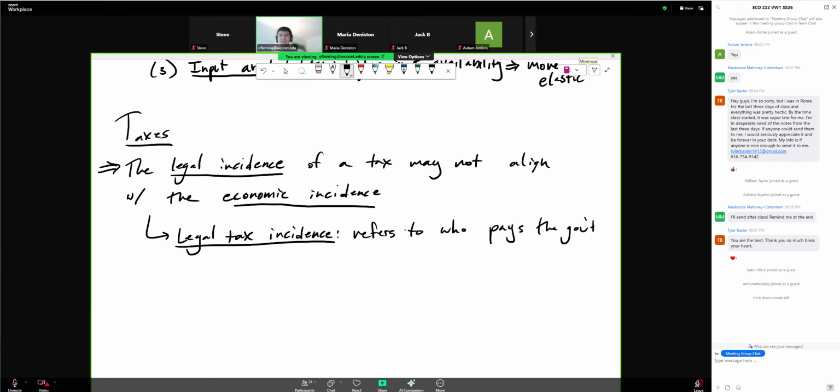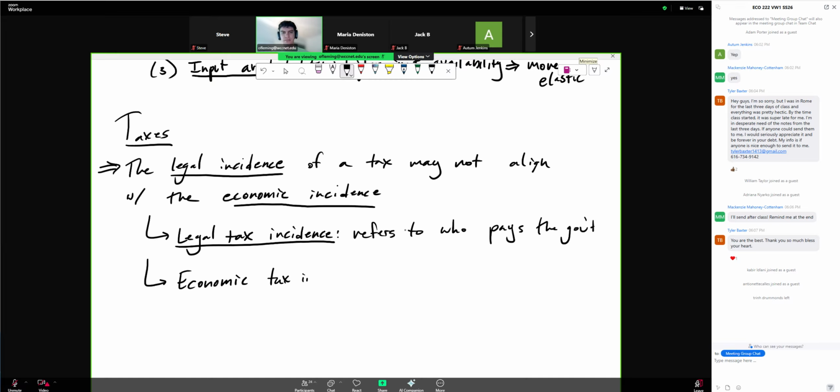That firm then has the legal tax incidence. When they sell a car, when they sell a carton of cigarettes, whatever, they have to pay money to the government. That's the legal incidence. Economic tax incidence is what we actually care about, because it's who actually bears the burden of that tax.